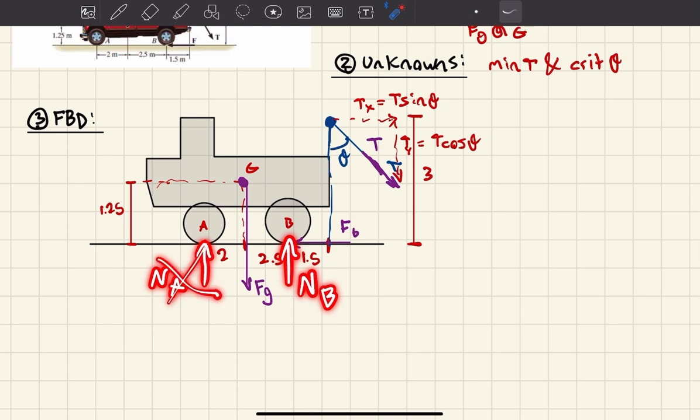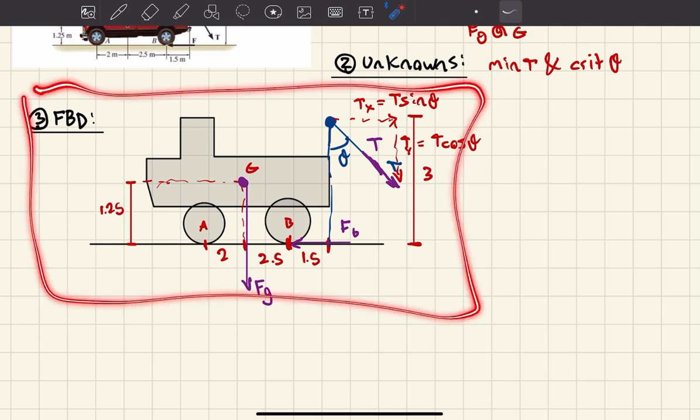Why do we not have NA? Because at the instant, this free body diagram is a capture of the instant it begins to start tipping. And at the instant that you apply this T-force at this specific angle, you will not have a normal force.